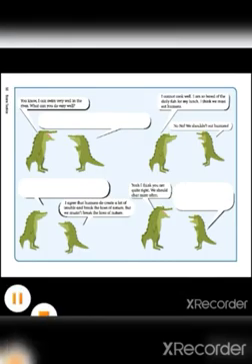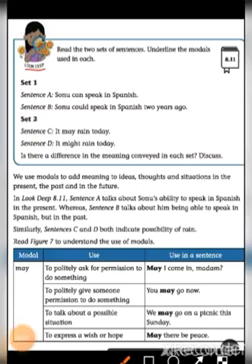Using modals. Next activity, Look Deep 8.11. Read the two sets of sentences. Underline the modals used in each. Set 1, sentence A: Sonu can speak in Spanish. Here, which modal is used? Can. Sentence B: Sonu could speak in Spanish 2 years ago. Here, which is the modal? Could. Can in the past tense is could.